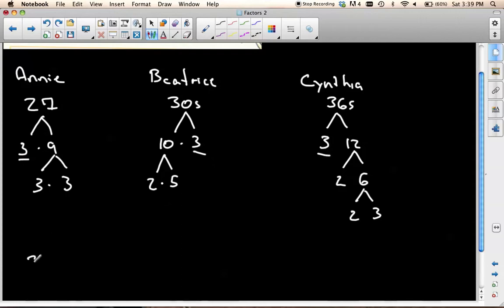So we'll bring the 3 down here. Once we've brought it down, cross it out so we don't use it again by accident. Okay, so that's one common multiple. Now, let's see, are there other common multiples between them?